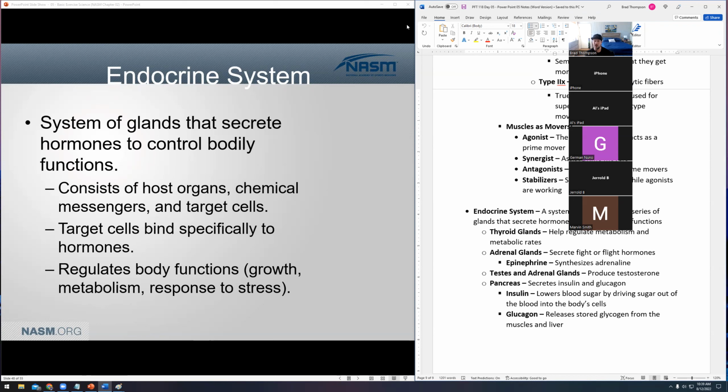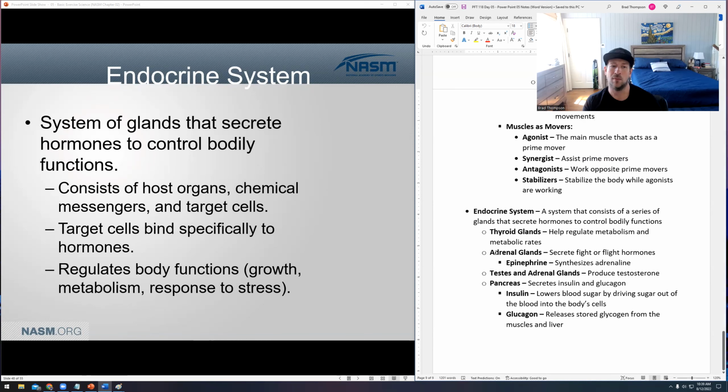Okay, let's do the endocrine system. So hormones, right? The endocrine system is a series of glands that are secreting hormones, and those hormones are having some type of effect on the body. So they usually consist of a host organ that is just a place for the gland to live, the hormones themselves, which are chemical messengers, and then target cells inside the body that those chemical messengers interact with. So their job is to regulate body functions, right? Your growth, your metabolism, stress, things like that.